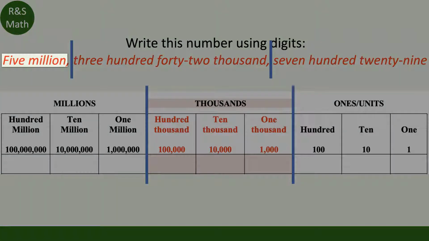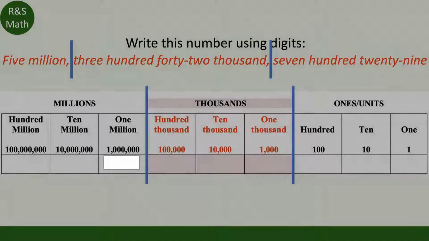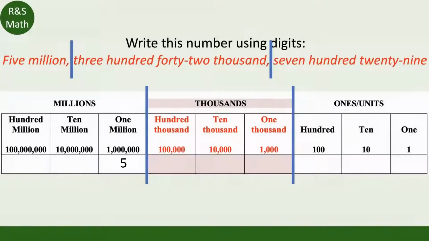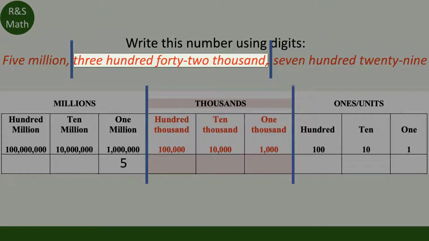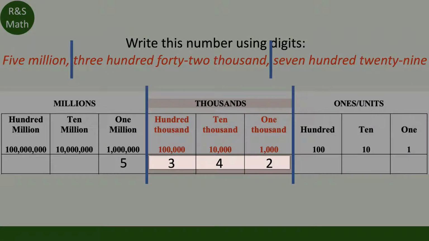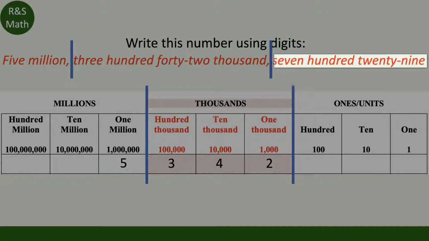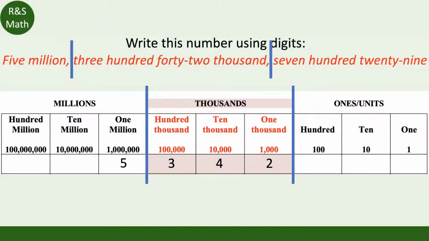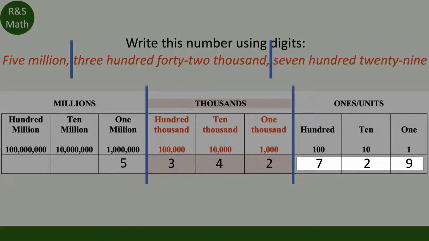The phrase 5 million tells us that the number 5 must be written in the millions group in the place value chart. It is important to write this number as far to the right as possible within the group. The phrase 342,000 tells us the number 342 must be written in the thousands group. You already know how to write the number 342. Finally, the phrase 729 tells us that the number 729 must be written in the ones or units group.